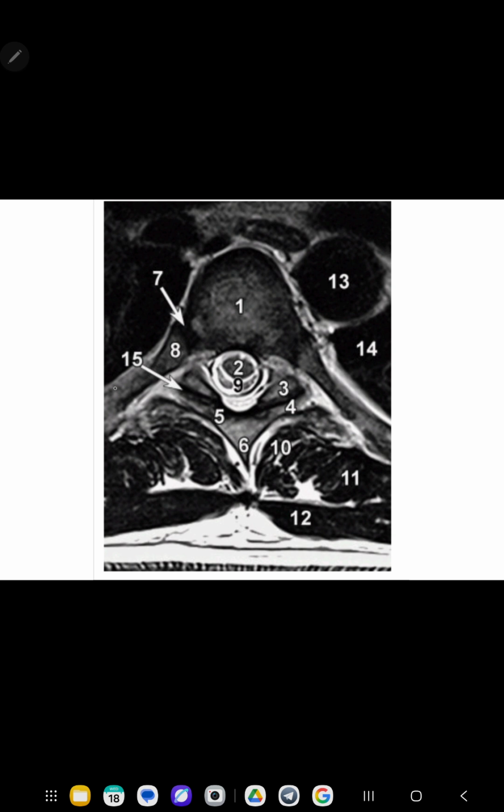So here what you have to remember, this is the rib. Here the rib is articulating with the vertebral body, that is the costovertebral joint, and the rib is articulating with the transverse process, called the costotransverse joint.